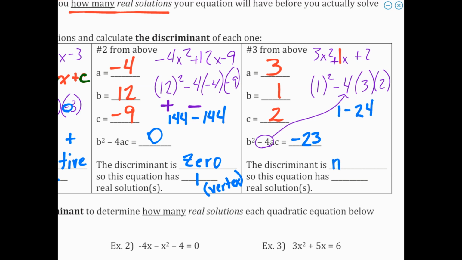So if I get a negative discriminant, what does that mean? How many solutions do I have? 0. I have 0 real solutions. So I would know in this case that I could already answer no solutions. I don't have to do any more work because I already determined there's not going to be any solutions.